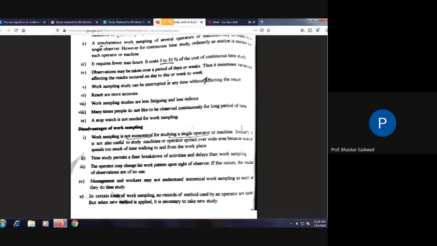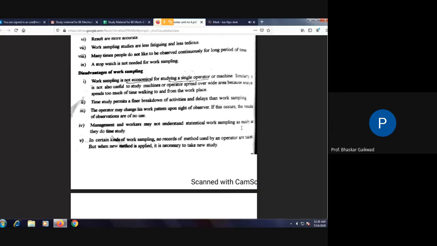Mean, mode, standard deviation, this part comes under work sampling, and this is actually a disadvantage of work sampling, that management cannot understand this. In certain kinds of work sampling, there is no record of methods used by operators, but if a new method is applied, it is necessary to take a new study. Normally, work sampling is observed on the continuous working process, that is the old method. But if there is a new method, we can consider work sampling for the same. So this is about the disadvantages.